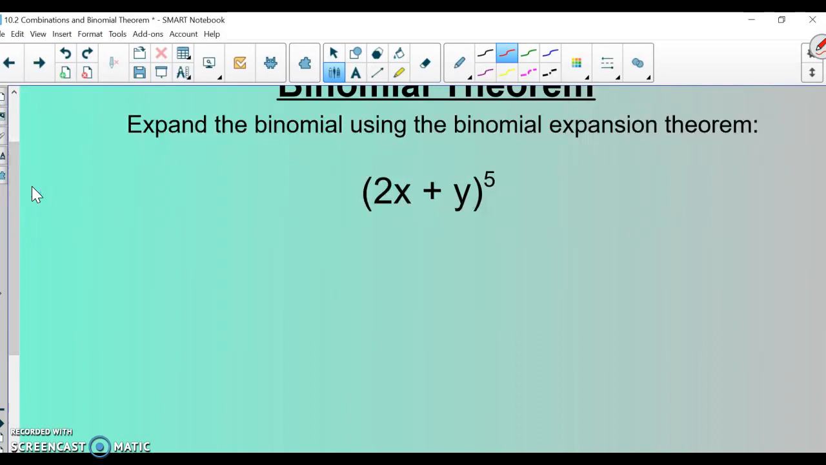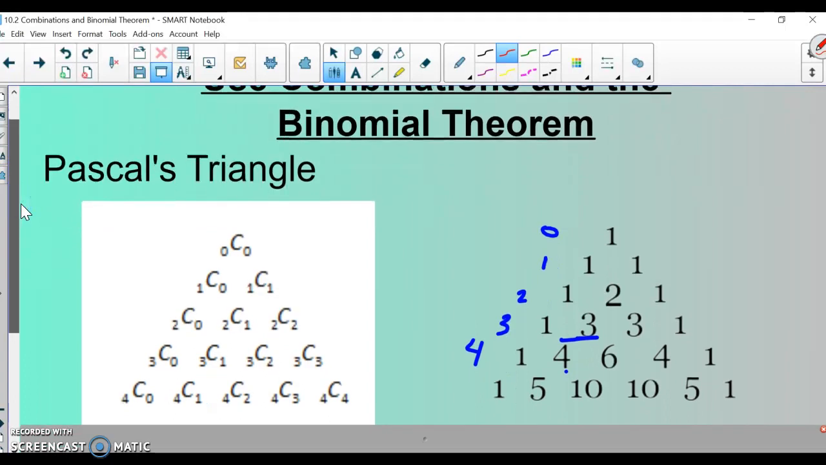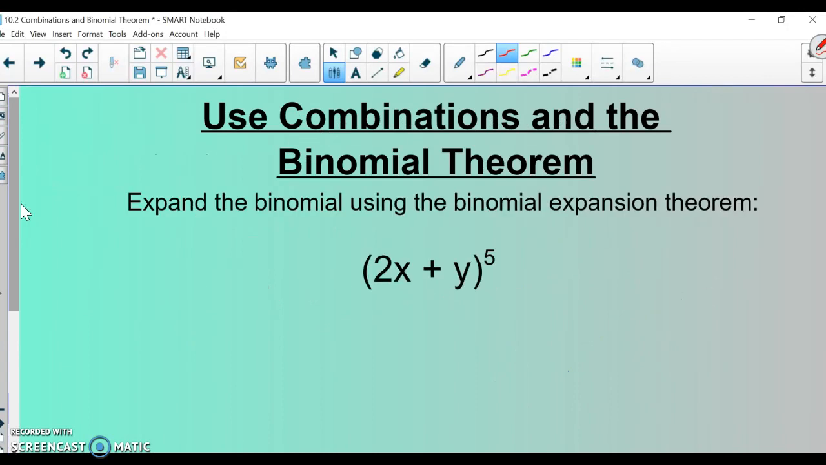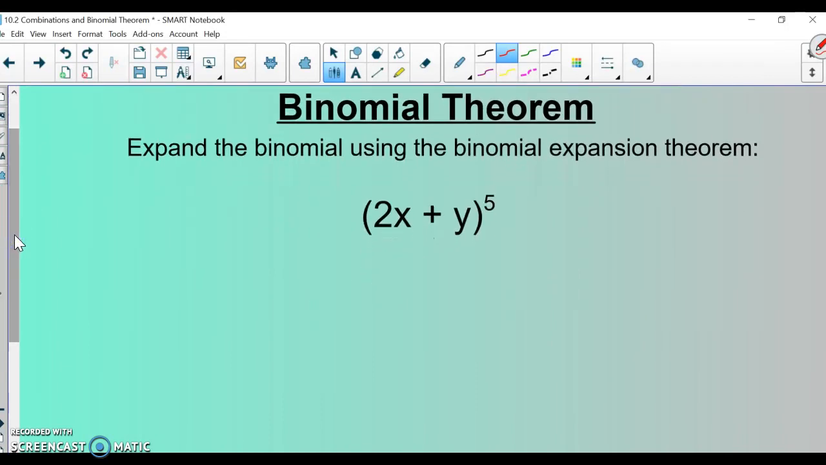Now once again, we're going to go to Pascal's triangle and pull the numbers from the 5th row, which is 1, 5, 10, 10, 5, 1. And I'm going to write those numbers and space them out. 1, 5, 10, 10, 5, 1.